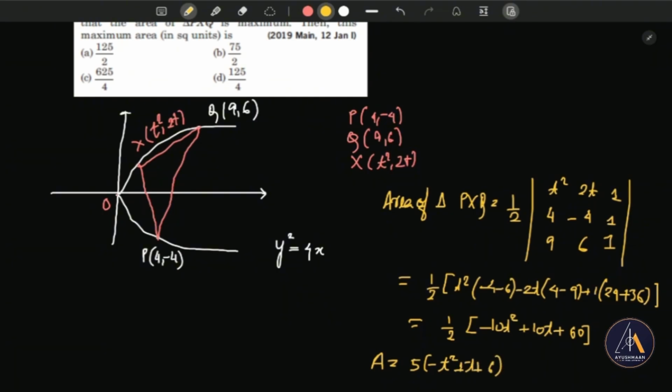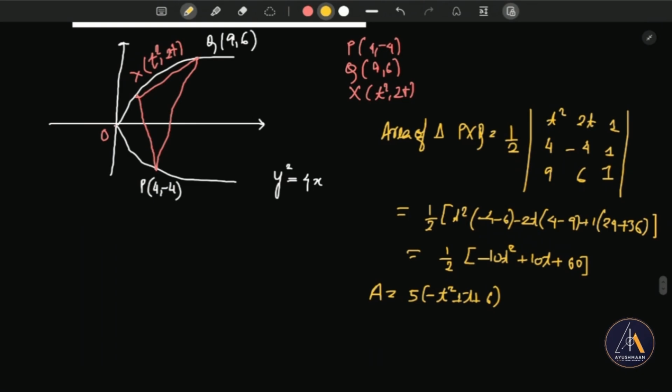Now we need to maximize this function. So in order to maximize the function, what we will do is dA/dt = 5(−2t + 1) = 0. We differentiate the function and equate it to 0 to find the maximum or the minimum values. So here I am getting t equals to half.